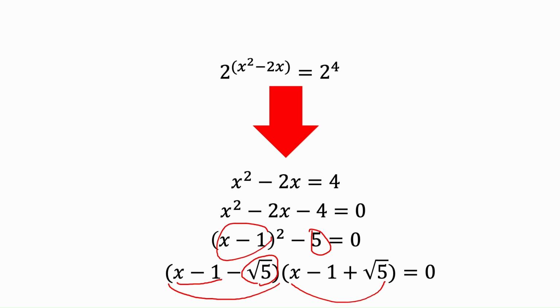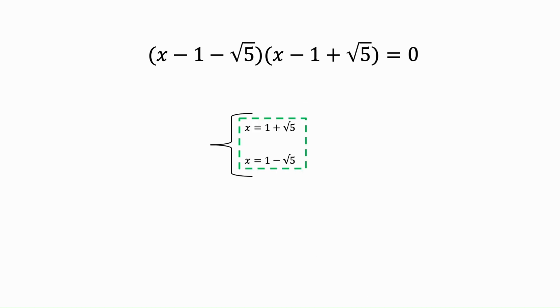So we have multiplication here. This is what all the time we want. Now we know how to solve it. So for making this equation equal to 0, we have 2 roots. x equals 1 plus the square root of 5, and x equals 1 minus the square root of 5. And now we solved the equation, and we found 2 roots for this equation.